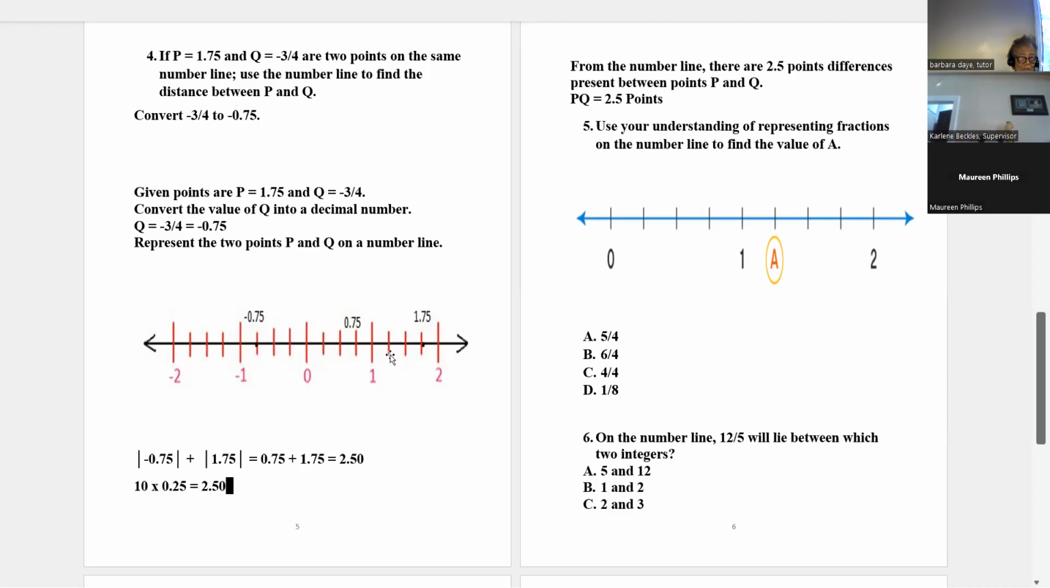So you say this is 1.25. What would this notch be right here? 1.25, 1.50, 1.75. You're just adding 0.25 each time, right? Okay. You following me, Maureen? Yeah. Okay, let's go back.